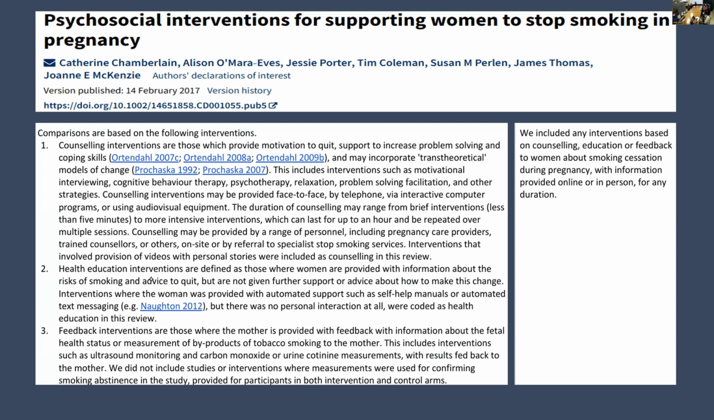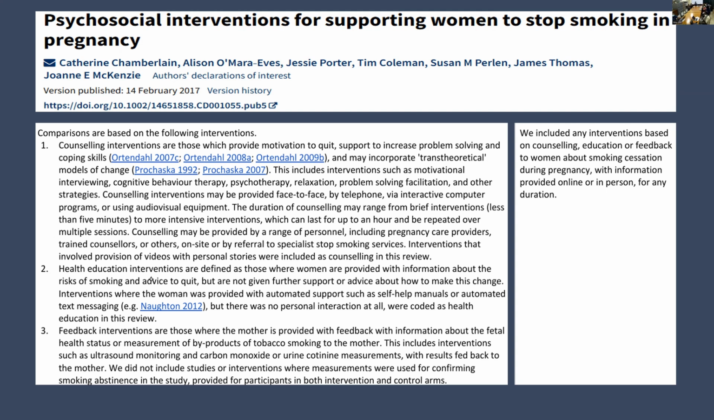So when I say explicit, comparisons are based on the following intervals. Here he has mentioned what counseling is. Counseling can be anything, it can be 1 hour of counseling. We cannot really club 2 studies which have 1 hour counseling versus 24-hour counseling, inpatient versus outpatient counseling. So he has clearly mentioned counseling intervention: those which provide motivation to quit, support to increase problem solving and coping skills. He has also mentioned where the source is from. He has not made an imaginary criteria. It seems to be a well-established thing and he has taken it from that.